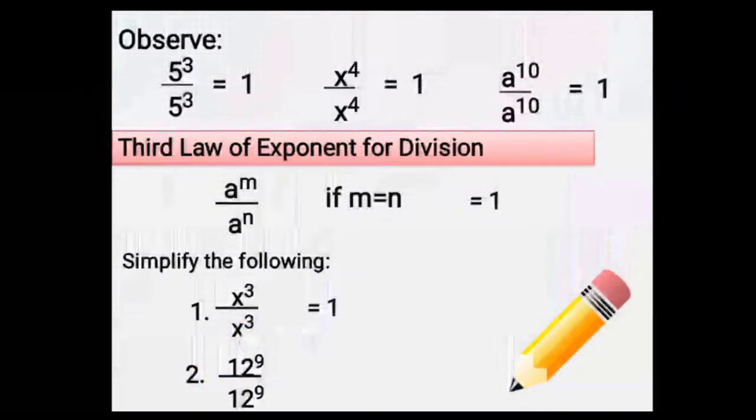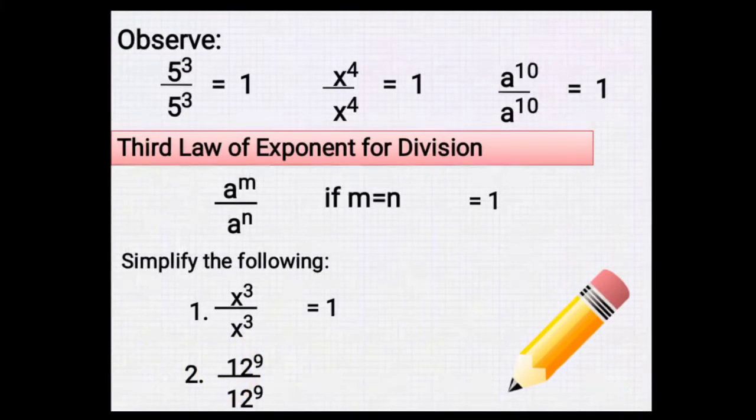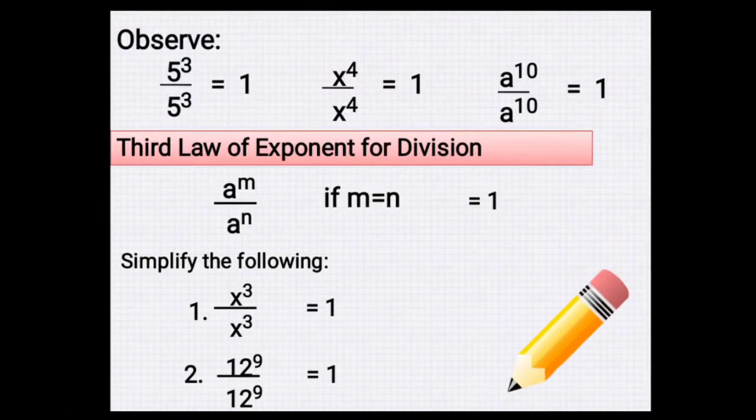12 raised to the 9th power divided by 12 raised to the 9th power. So, same exponents, we have equal to 1. Okay? That's it.